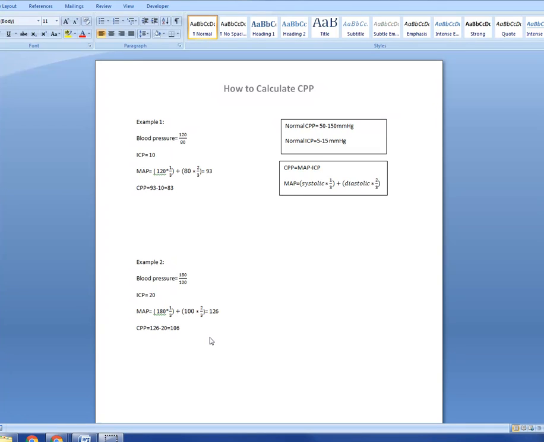So I hope that you have a better understanding of how to calculate these values and understand what they mean. This may be something that you might be asked to do on the exam.